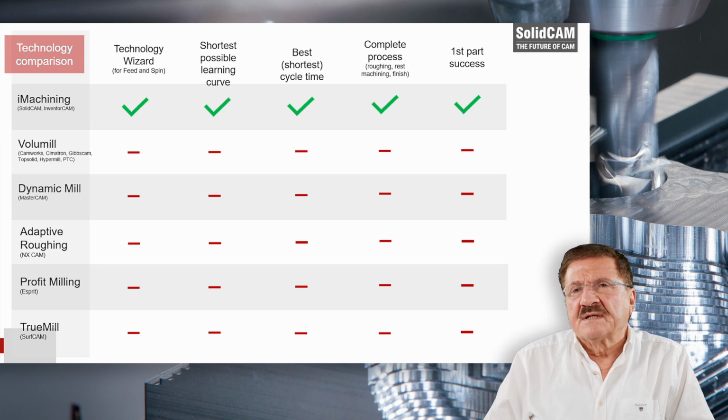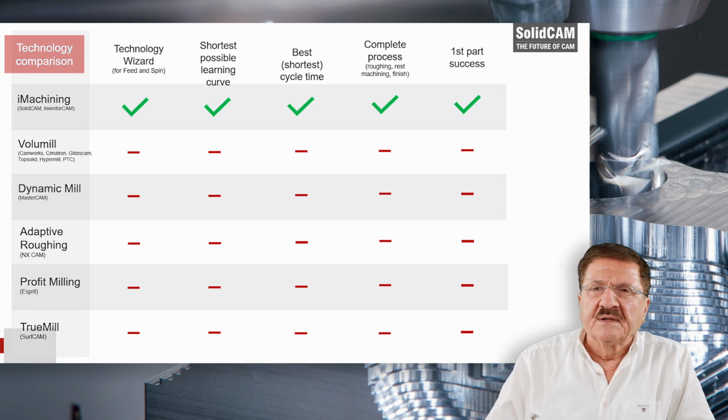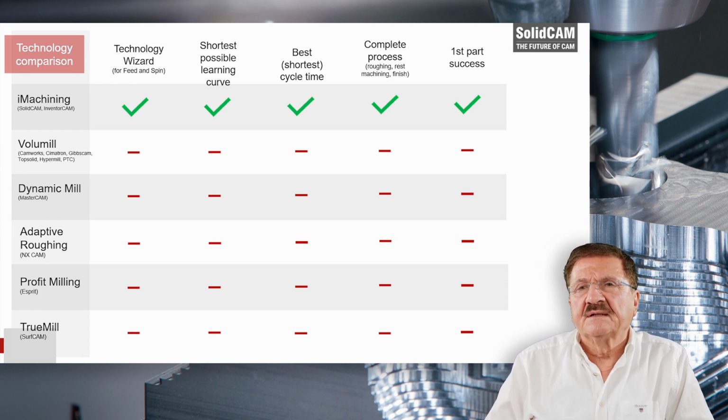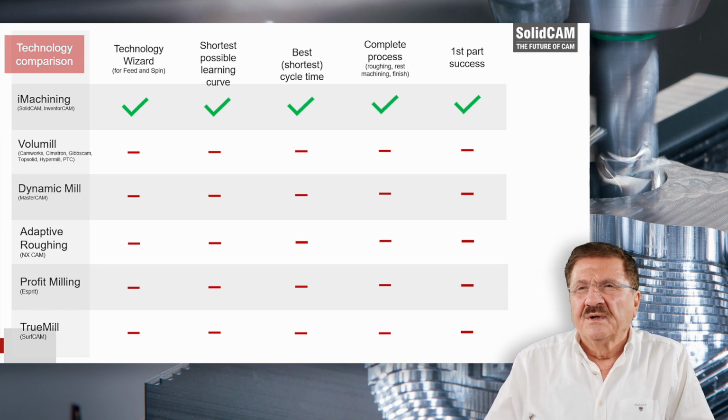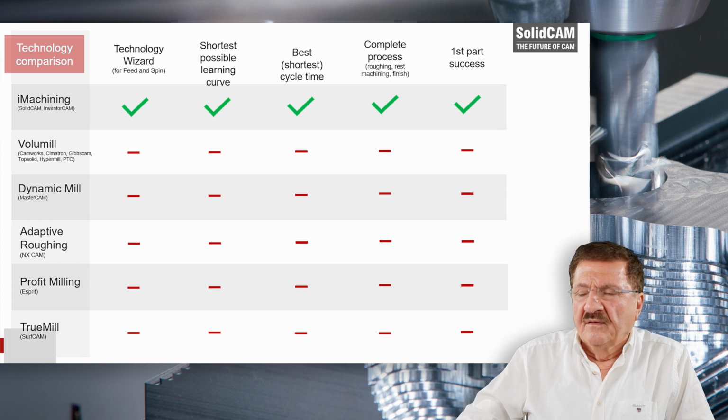And because of the wizard, we have the shortest possible learning curve, because so much automation is provided by the technology wizard that the customer can learn iMachining very quickly. In all our benchmarks against competitors, we have shown that we have the best and shortest cycle time, and we are the only technology of its type that provides the complete process for prismatic parts, including roughing, rest roughing, and finish. And if we take all the advantages together, we can guarantee first part success, a very important point.